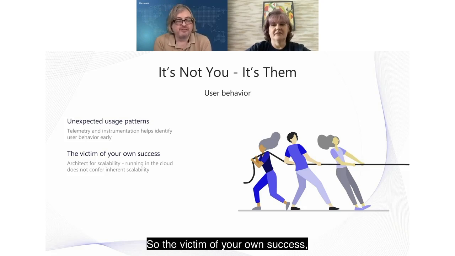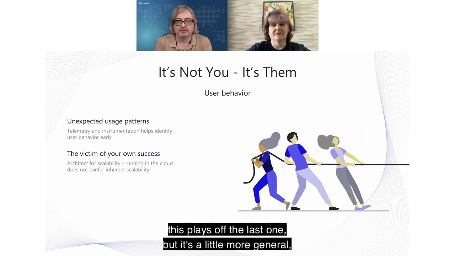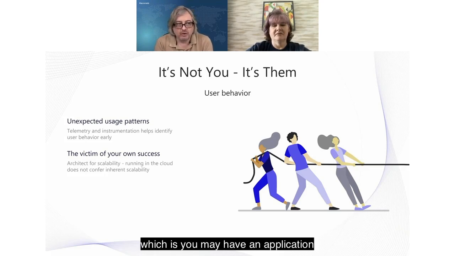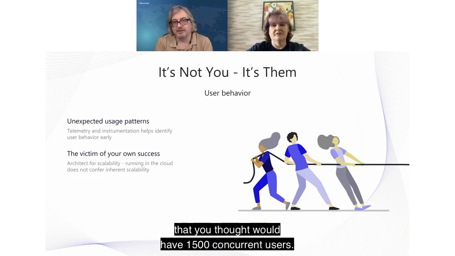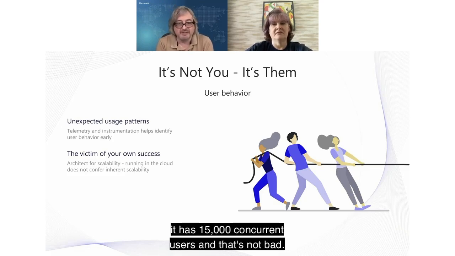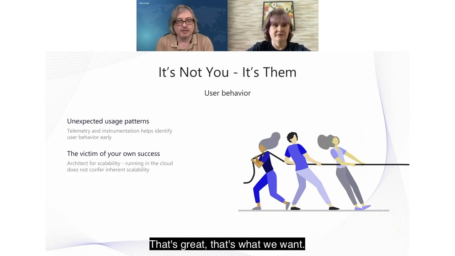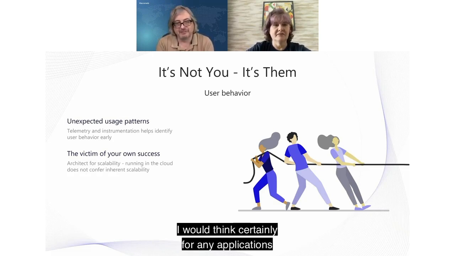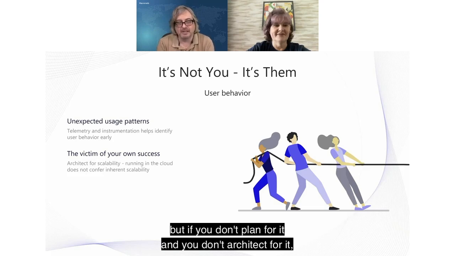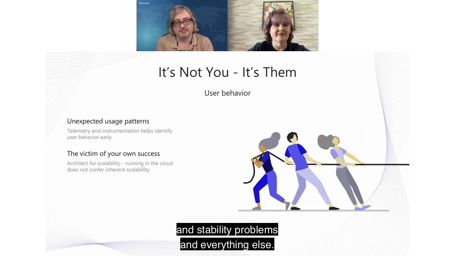So, the victim of your own success. This plays off the last one, but it's a little more general, which is, you may have an application that you thought would have 1,500 concurrent users, and for whatever reason, it has 15,000 concurrent users. And that's not bad. That's great. That's what we want, I would think. Certainly for any applications I can think about, we want to have a lot of users. But if you don't plan for it and you don't architect for it, then of course you can have all sorts of slowdowns and stability problems and everything else.